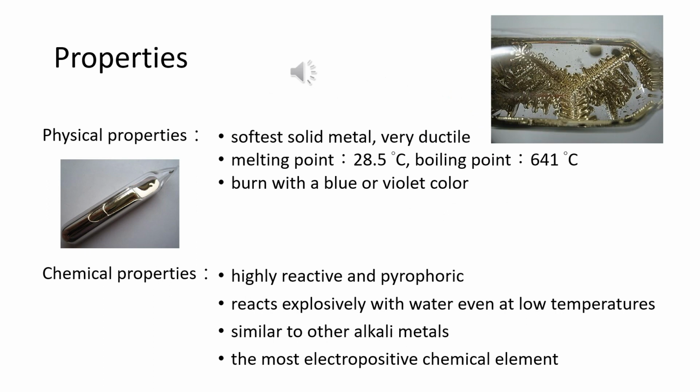First, I would like to talk about its unique properties. When it comes to physical properties, cesium is the softest solid metal, which has a hardness of 0.2 Mohs. It is very ductile and has a very low melting point, 28.5 C, and also a very low boiling point, 641 C. It burns with a blue or violet color.